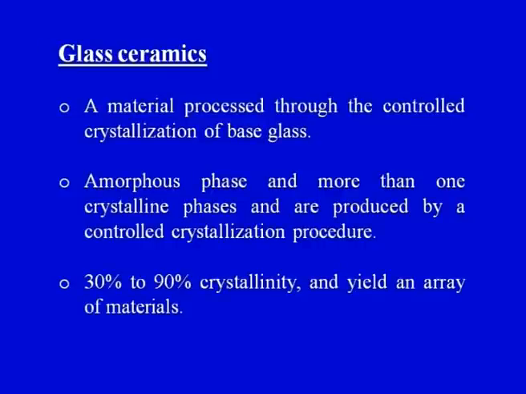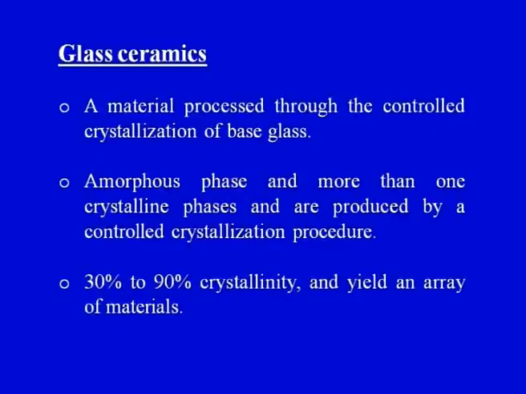Now, coming on to the glass ceramics, a material processed through the controlled crystallization of the base glass. We have seen in our previous module, on glass, the difference between amorphous and crystalline material. Glass is basically an amorphous material, but a glass ceramic is a material which is processed through the controlled crystallization of the glass. So, we will have a certain degree of crystallinity, and that would add a specific dimension to the material and make it applicable in certain application areas.